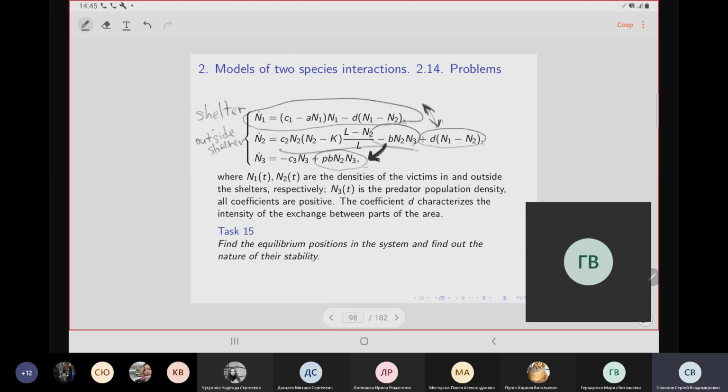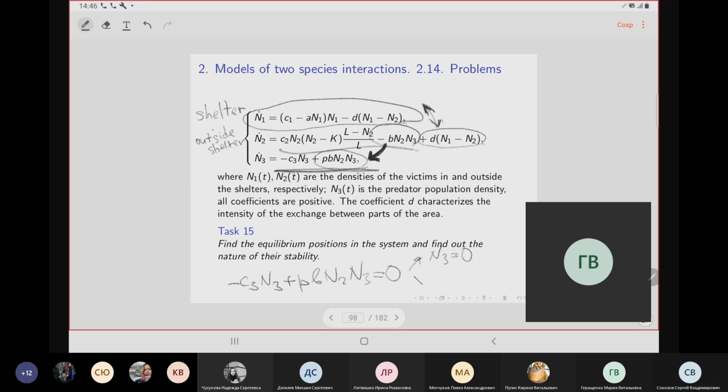For example, well, we can see the last equation. What are our equilibrium positions? If negative C3 plus PB N2 is 0, then N3 is 0. So it is the population without our predators. So it's just transition of victims inside and outside the shelter.